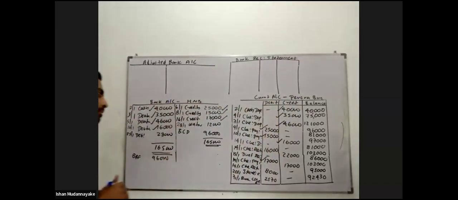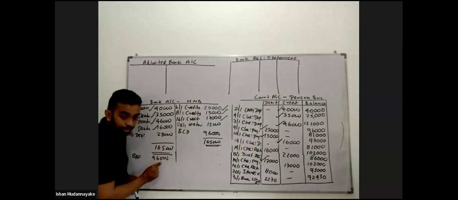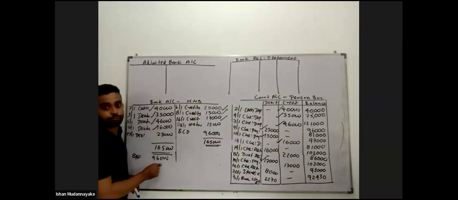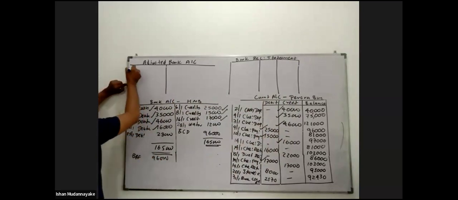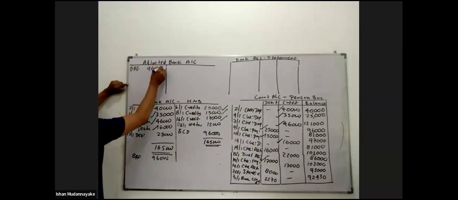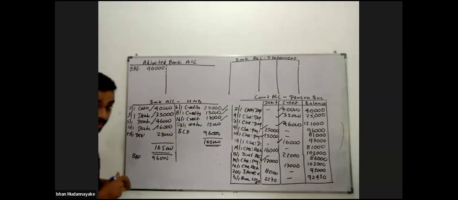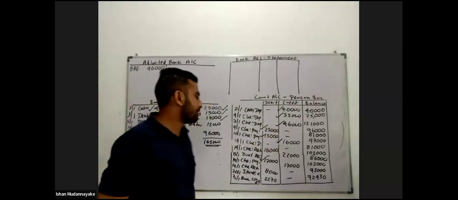Bank reconciliation statement. Now, at first, what is the incorrect bank account balance? 96,000. I will record here balance brought forward 96,000. Incorrect bank account balance, 96,000.